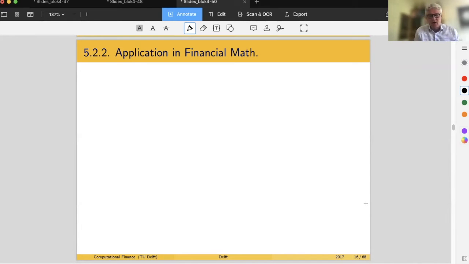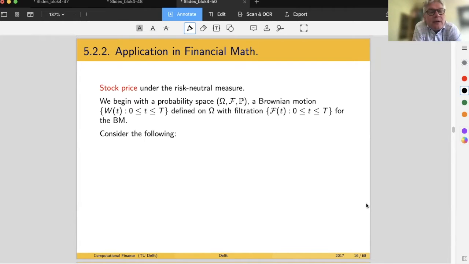So let's get started, and we will do that for a price process, a stock price process, in a limited time period from 0 to capital T, the end of a financial contract. It's defined on Omega with a filtration F_t, t between 0 and big T, for the Brownian motion. Now let's consider the following.